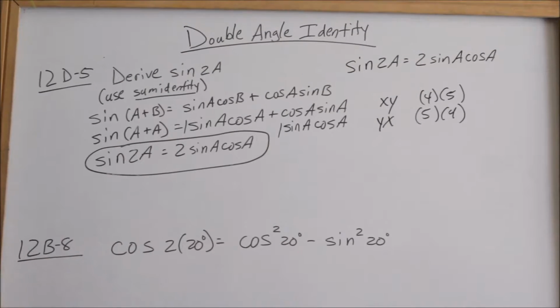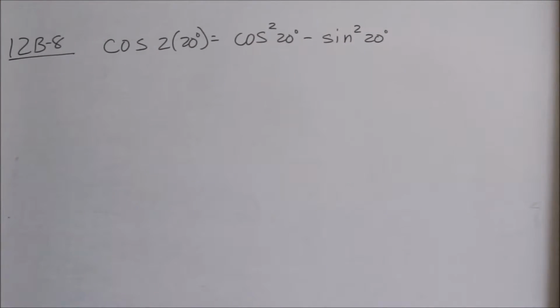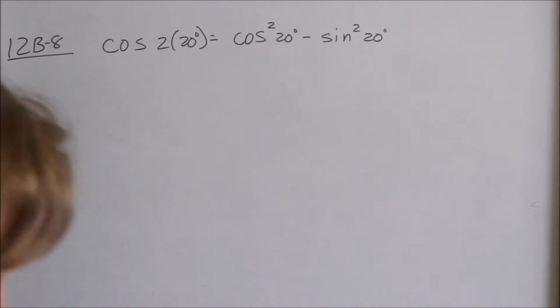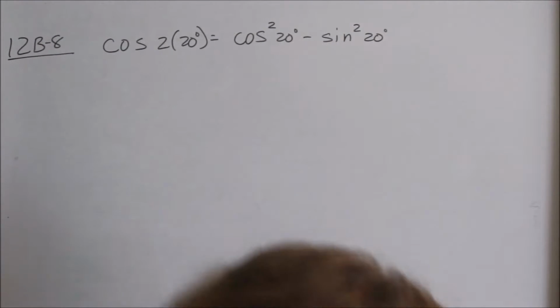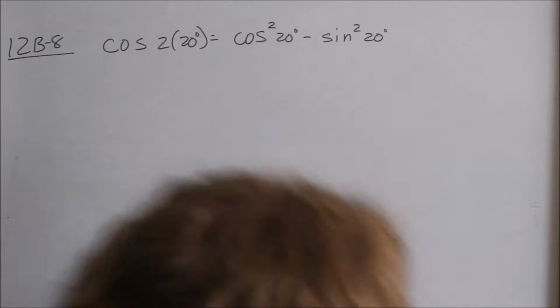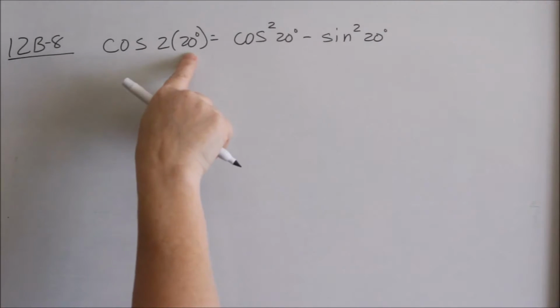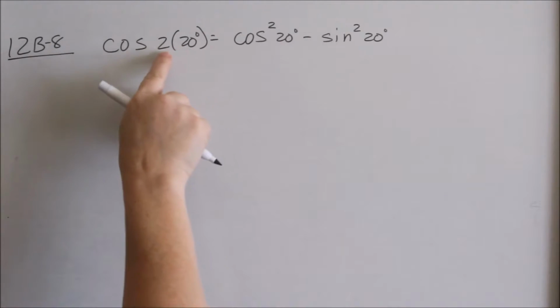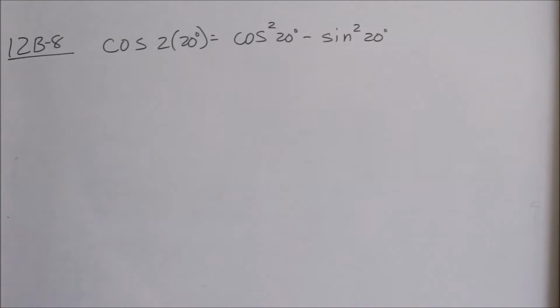Okay, now let's look at 12b number 8. We're basically going to be using these double angle identities to verify and prove this. Okay, so the instructions on this was to verify. We're going to verify that this equation is true. And do you notice this is a double angle identity? 2 times an angle. Anytime you have 2 times in front of your angle, that is double angle identity.